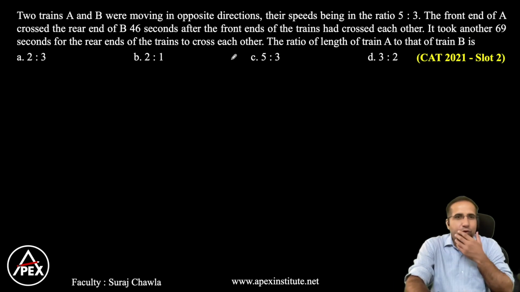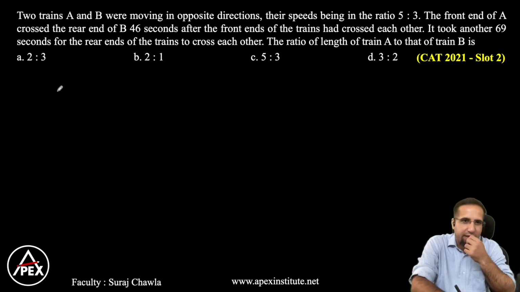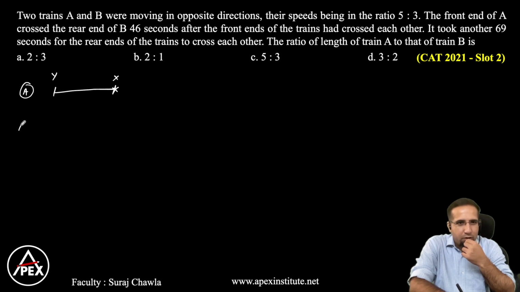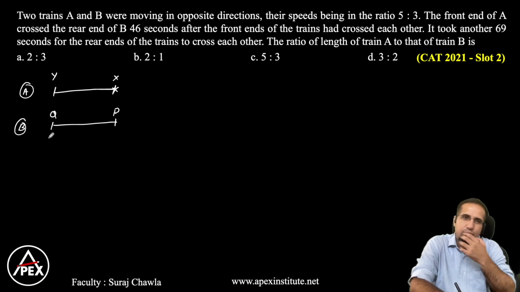Now, two trains A and B moving in opposite direction, their speeds are in the ratio of 5:3. Okay. The front end of A crossed the rear end of B after 46 seconds. Now, what is happening? The front end of A, that means I'm only looking at this point. Let's say front end of A is X and this is Y. This is A, okay? And let's say we're talking about train B, and train B is, let's say, front end is P and rear end is Q, okay?